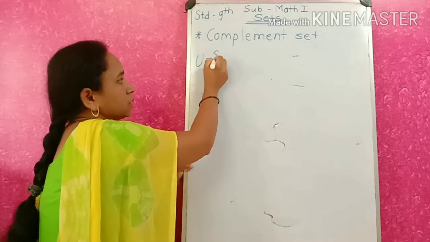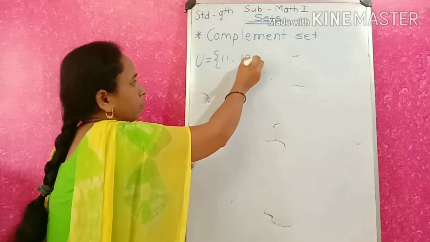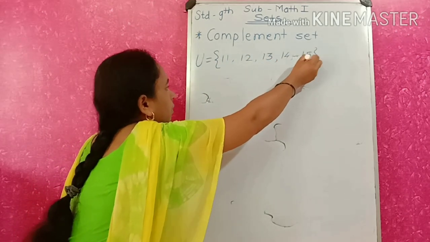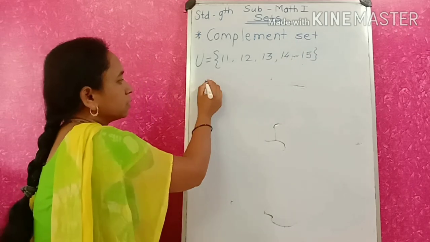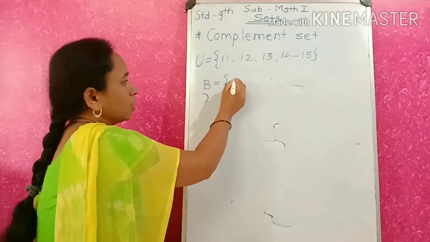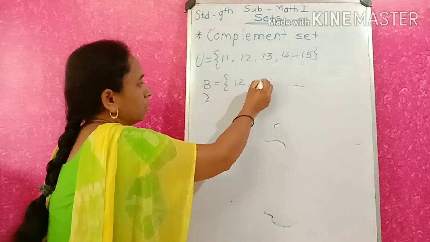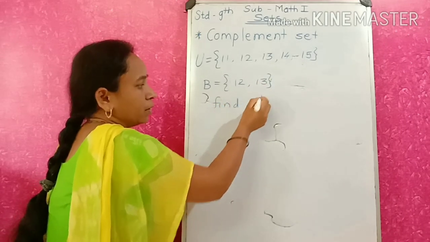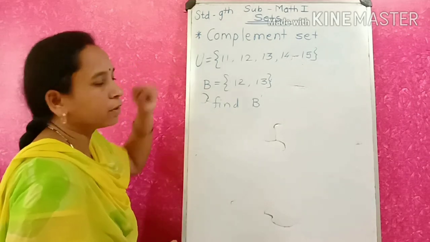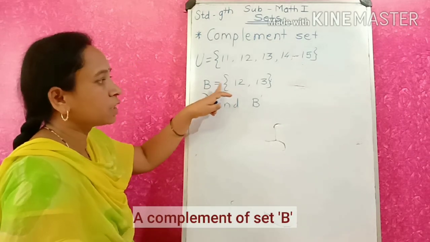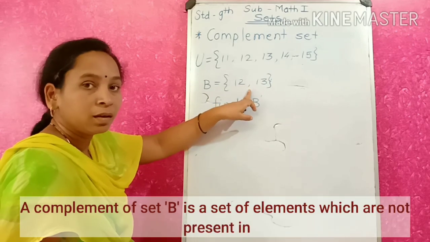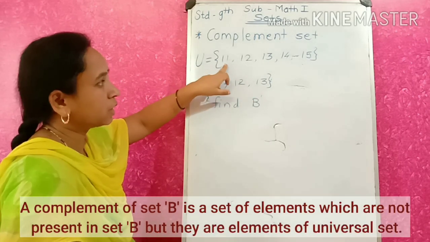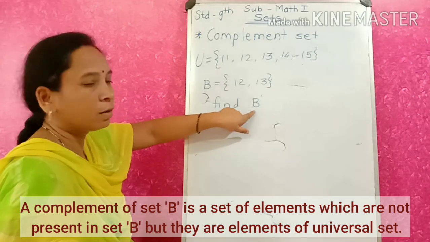Universal set, I'll consider 11, 12, 13, 14, 15. And here I'll consider set B as 12 and 13 and find B complement. What is the definition of the complement of a set? The elements which are not present in B but which are present in U. So the set of those elements is called B complement.